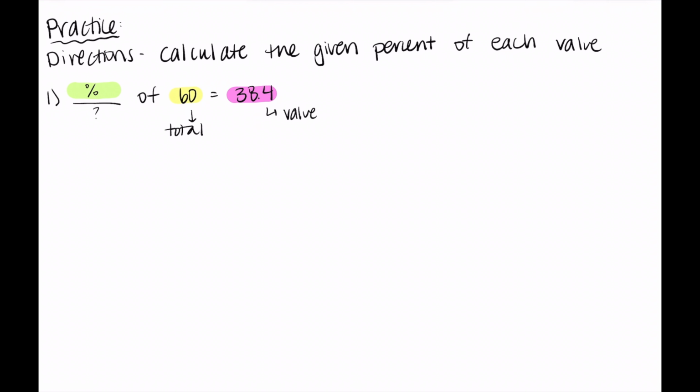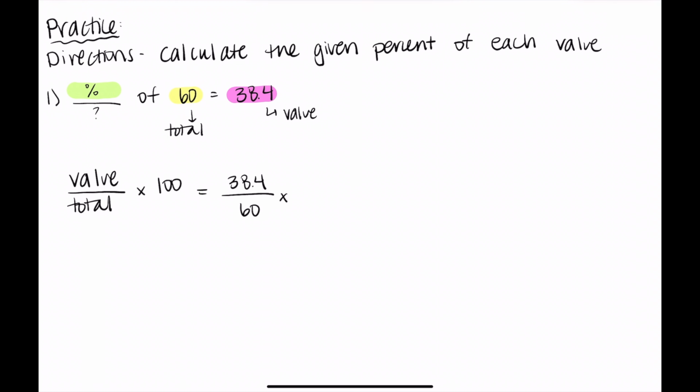Now that we've color-coded to decode this problem, let's plug everything into the right places and solve. Our formula is the value over the total times 100, right? Our value is 38.4, the total is 60, and we're going to multiply that by 100. Unless your teacher is okay with you using a calculator, you have to do that division by hand, and we know how to multiply and divide decimals from the decimal playlist. I'll link that video up top for you. But we're going to do 38.4 divided by 60.